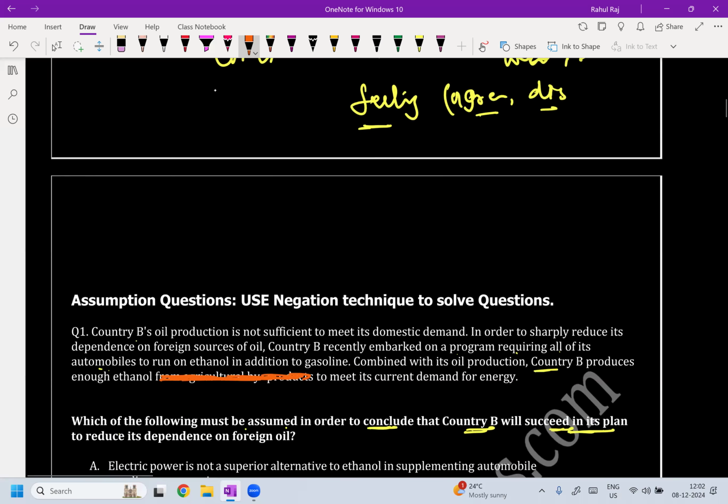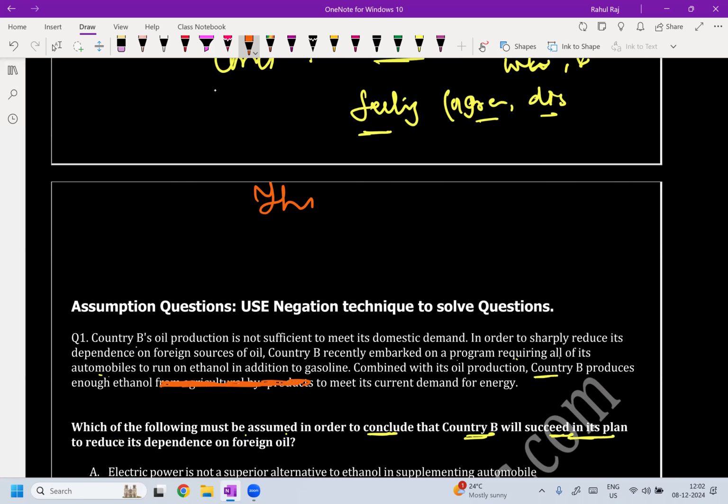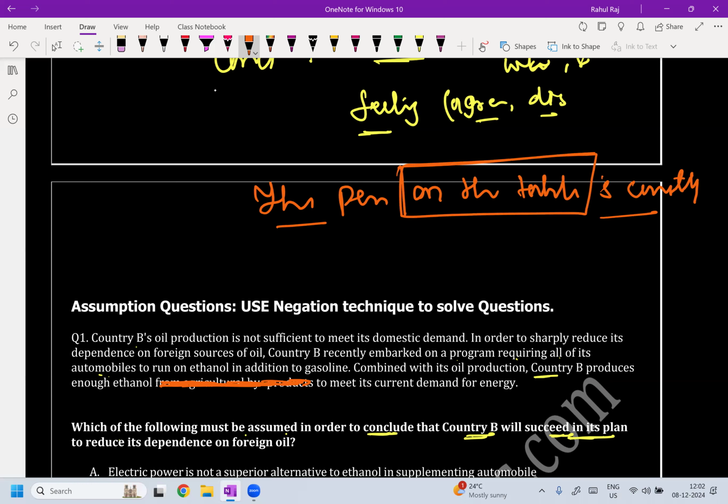Like imagine it says, the pen on the table is costly. So what is the core part of the sentence? Pen is costly, on the table is stupidity. This does not need to be read out. This is what is called, if you note the grammatical term, a prepositional phrase.